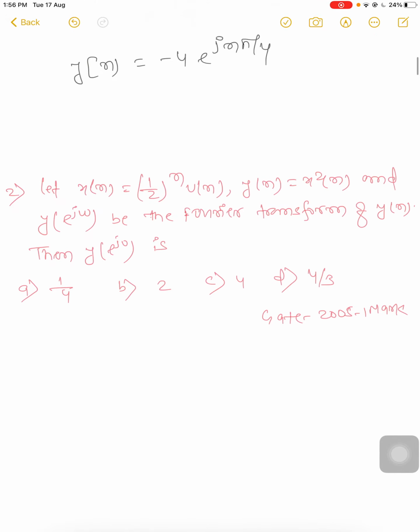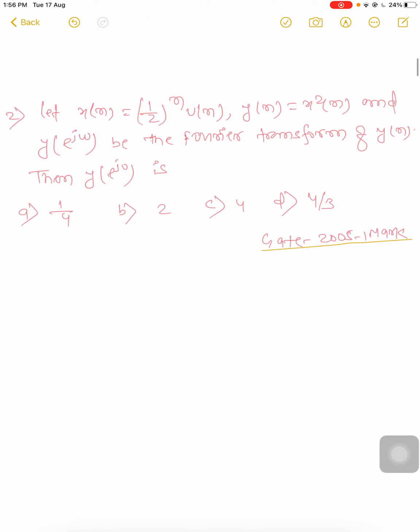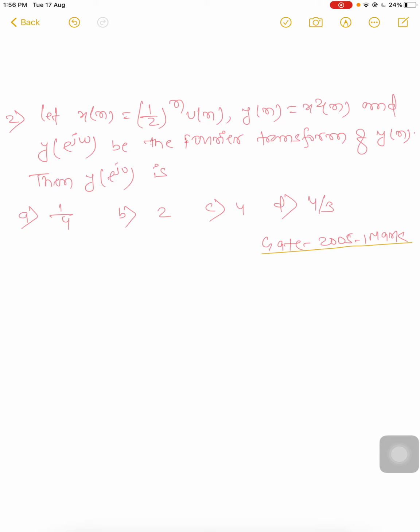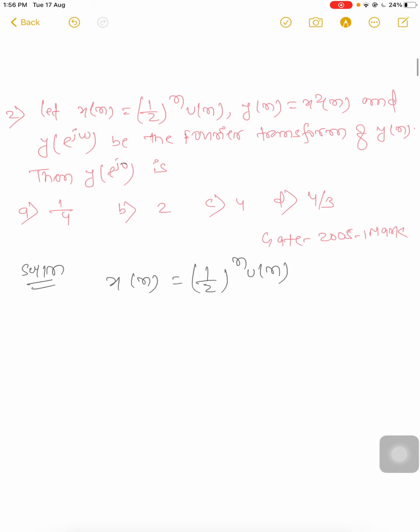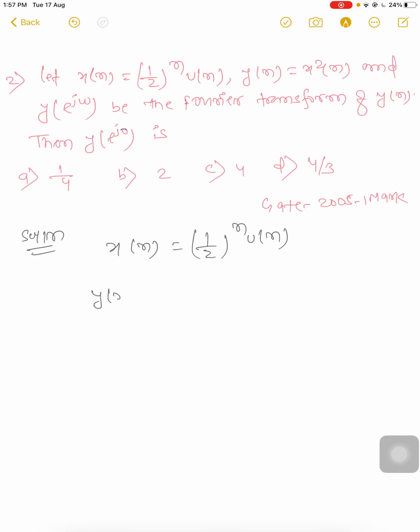Now comes the next question. Let x[n] = (1/2)^n u[n], and y[n] = x[2n], and let Y(e^(jω)) be the Fourier transform of y[n]. Then we have to find out Y(e^(j0)). Solution: x[n] is given as (1/2)^n u[n], and now y[n] is x[2n].